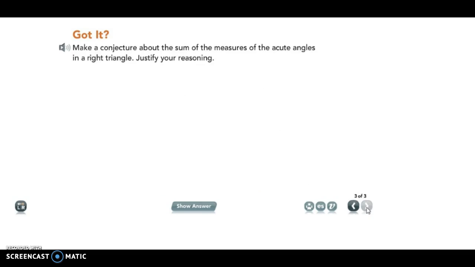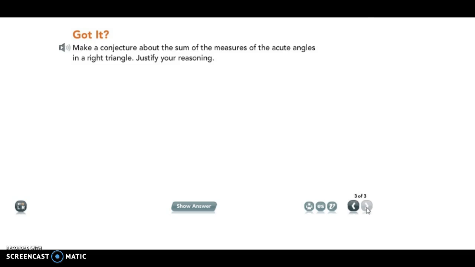The next one says, make a conjecture about the sum of the measure of acute angles in a right triangle, and then justify your reasoning. Remember, conjecture is kind of like a hypothesis. We are going to think through what we know about the measures of right angles, and then we have to justify our reasoning.